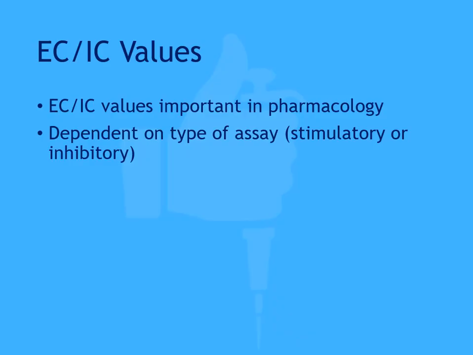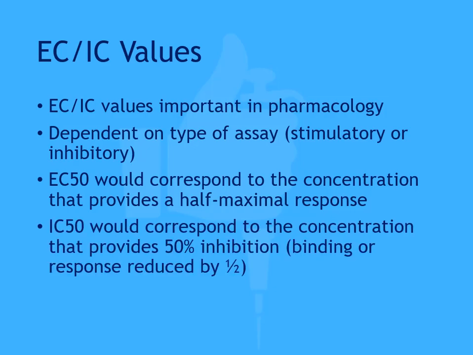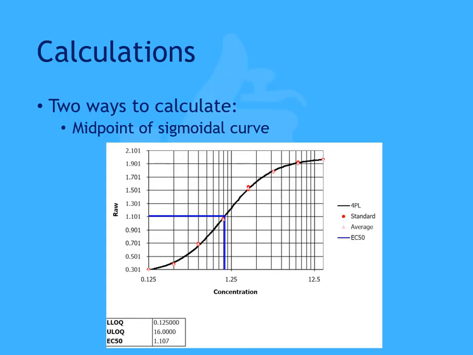In these examples, the EC50 would correspond to a concentration that provides a half maximal response, and the IC50 value would correspond to the concentration that provides a 50% inhibition, measured by the binding or response being reduced by 1/2. There are two different ways to calculate the EC or IC values.